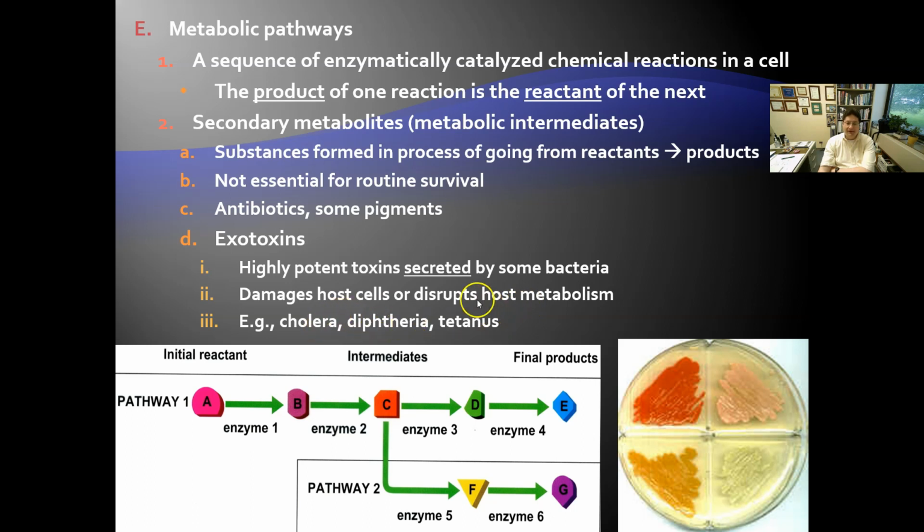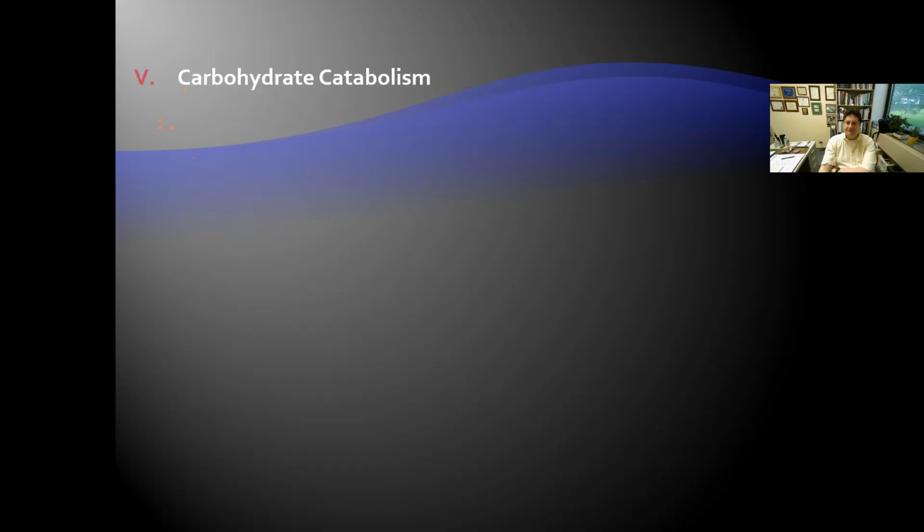Cholera, diphtheria, tetanus, all examples of exotoxin-producing bacteria. And remember, these exotoxins are not made deliberately. They're simply intermediates, secondary metabolites produced along the way.